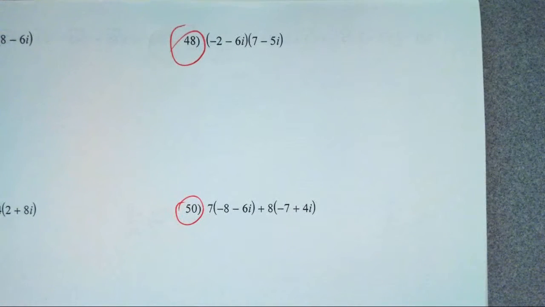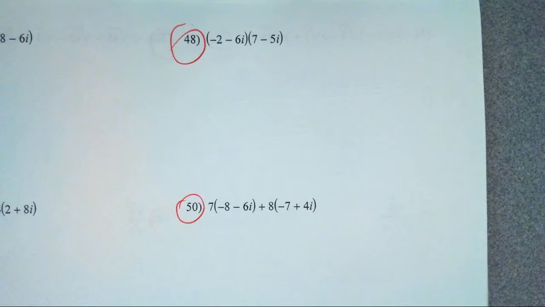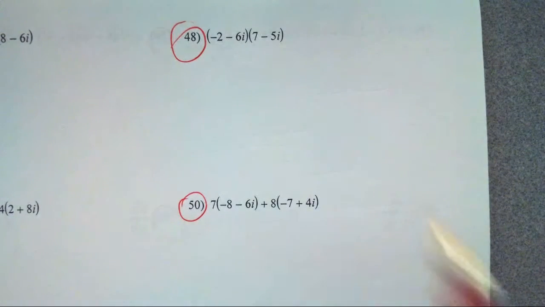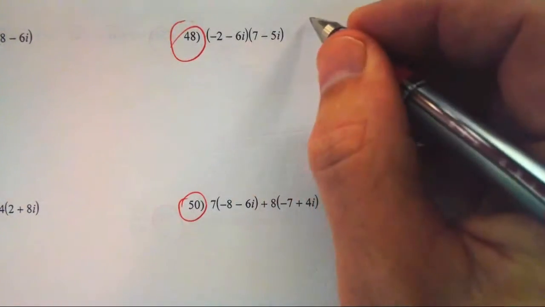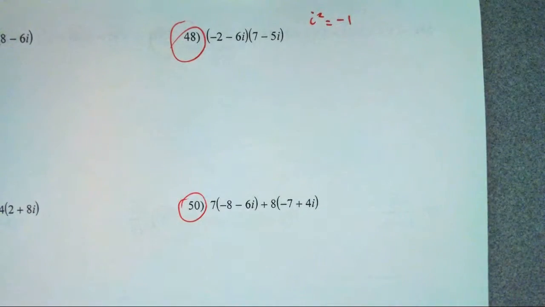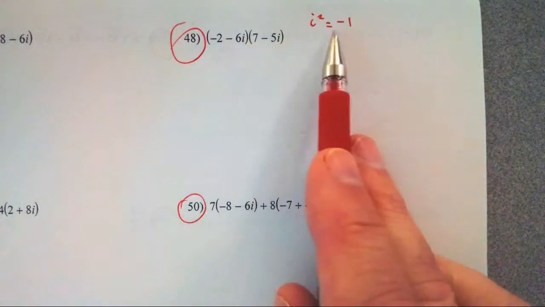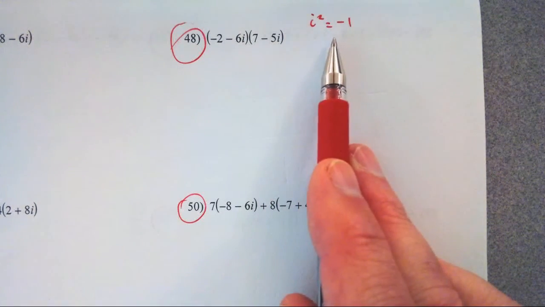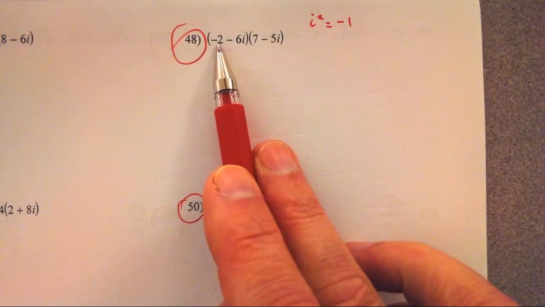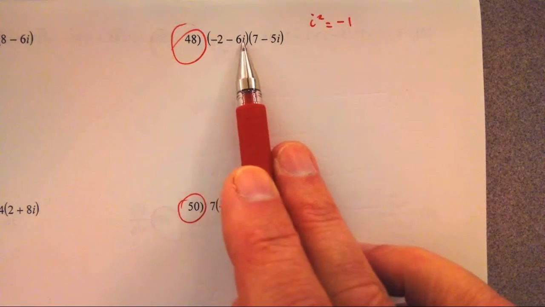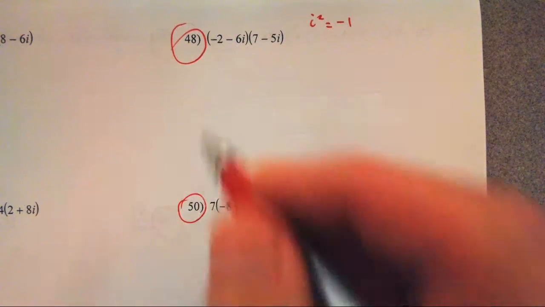Okay, this is part 2 of our review for our mechanical quiz on chapter 2. We talked about i yesterday, and what we know about i is that i squared equals -1. So if it's a plain old i, I'm just going to treat it like a variable. But if it turns into i squared, I'm turning that into -1. So I cannot combine -2 minus 6i any more than I can combine -2 minus 6x. So I'm going to FOIL.